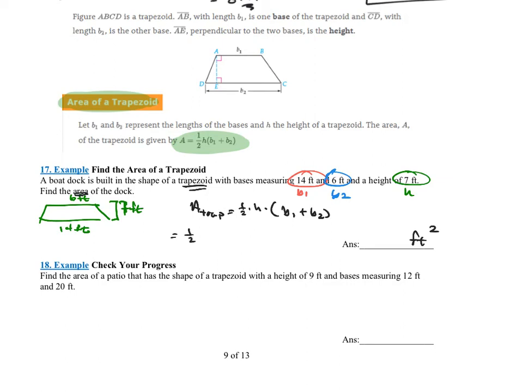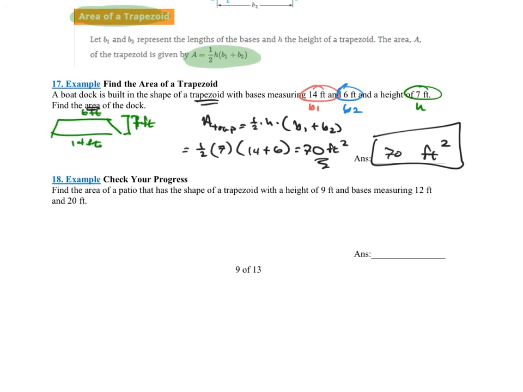So this is going to be 1/2. We need to be very specific here. The height was 7. And then in parentheses, we do B1, which was 14, plus B2, which was 6. So here we have 14 plus 6 is 20, divided by 2 is 10, times 7 is 70. Again, please do that in your calculator if you're not good at math in your head. So I'm getting 70, but again, I need to label my answer. This is all measurements in feet, so my answer, because it's area, has to be feet squared.